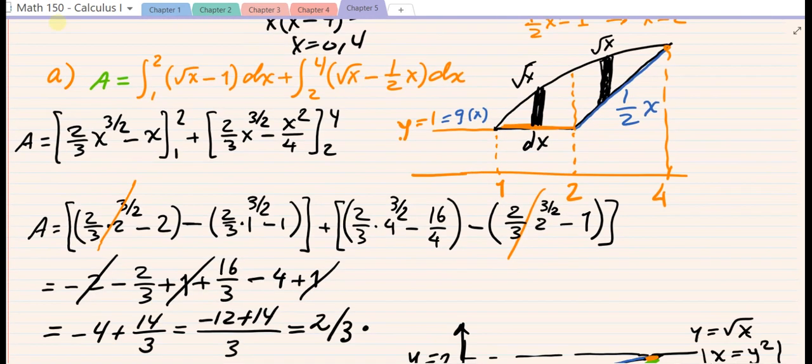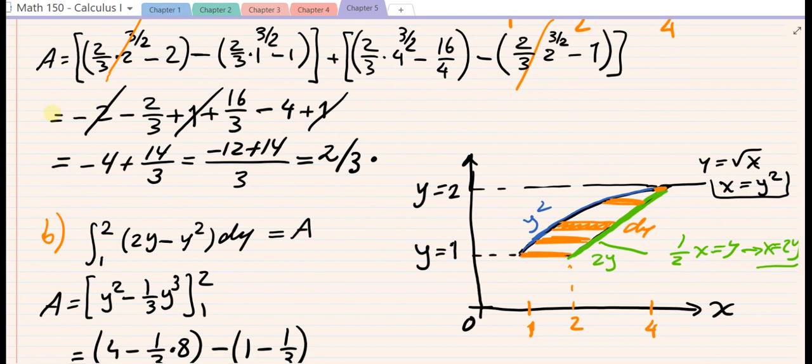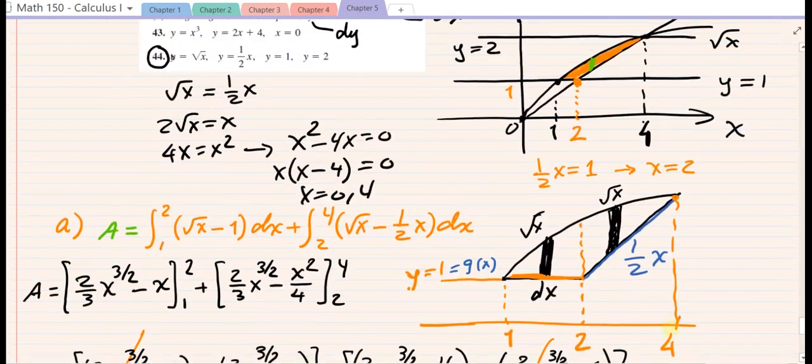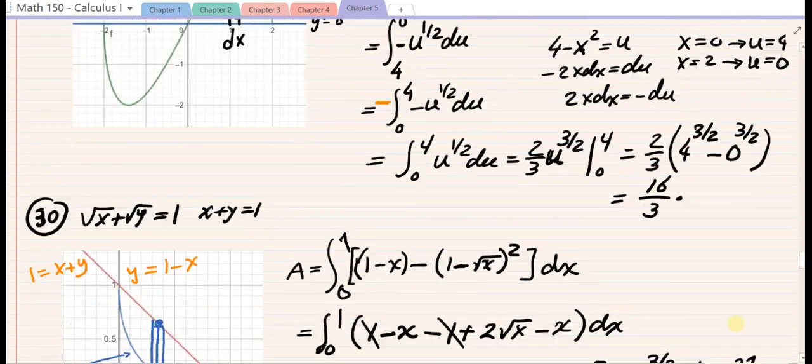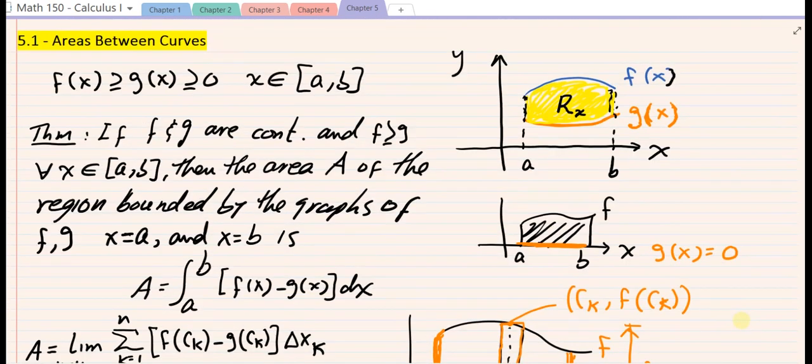But what's important is that no matter how we do it, we should get the same answer, right? So just got to be mindful of that. And I think that's about it here. We did what we wanted to do, so we are done with section 5.1, area between curves.